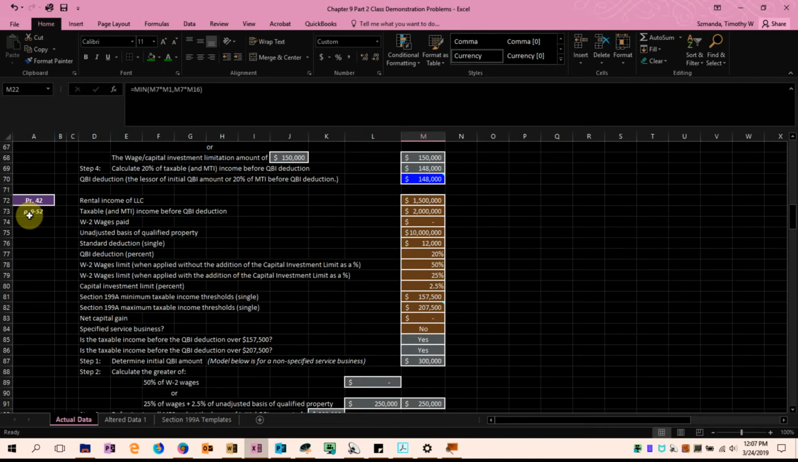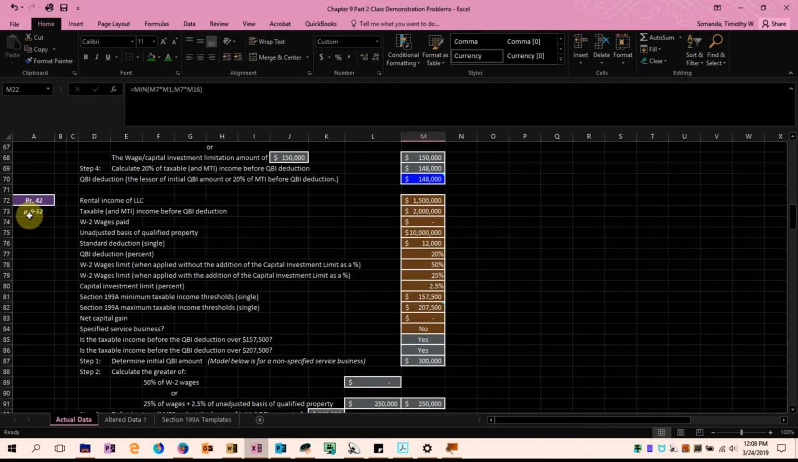In problem 942, Donald owns a wide variety of commercial rental properties. Donald reports rental income of $1.5 million, paid no W-2 wages, but he pays a management fee to an S corporation that he owns. The management company pays W-2 wages but reports no income or loss. Donald's total unadjusted basis of commercial rental property is $10 million.